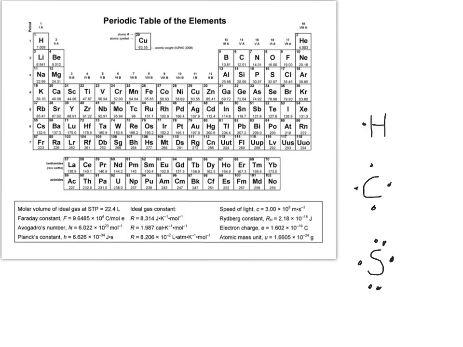So for example, hydrogen can form 1 bond, it has 1 unpaired electron. Carbon has 4 unpaired electrons, can form 4 bonds. Sulfur, 2 unpaired electrons, can form 2 bonds. That is for a neutral compound, okay, meaning that there is a formal charge of 0. So it does matter how these dots are laid out.